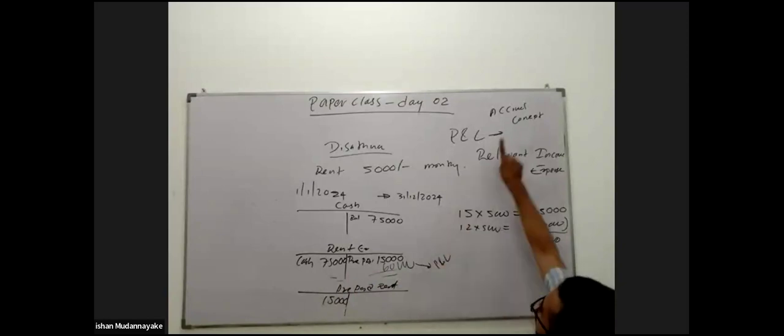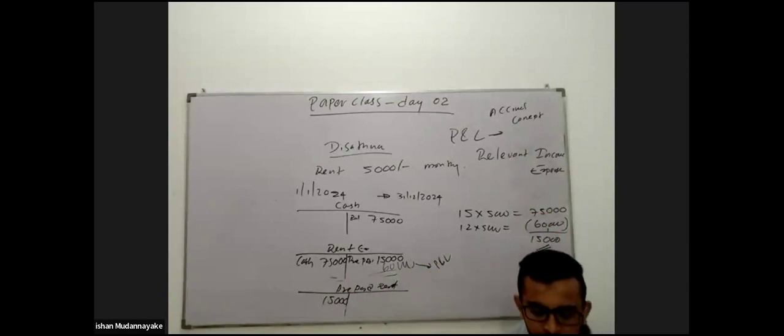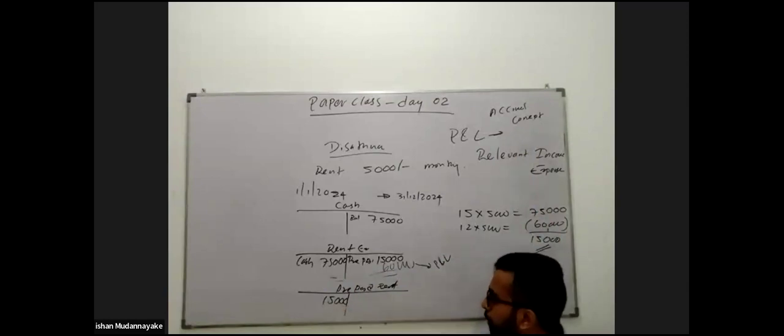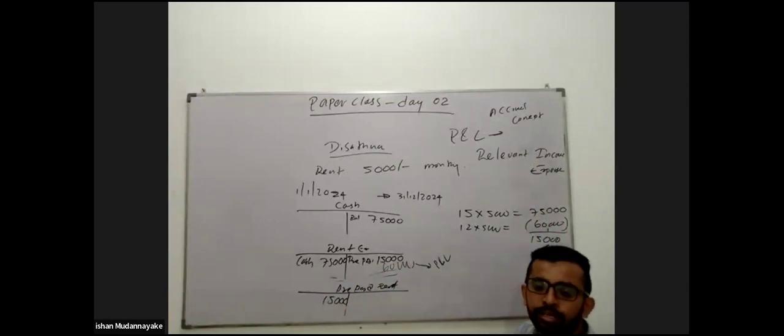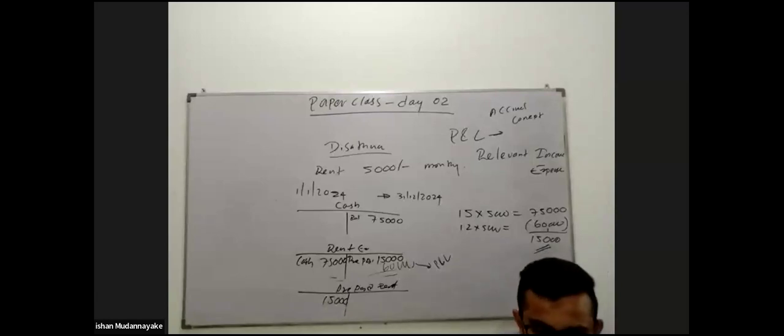according to the accrual concept. In the profit and loss statement, you need to record 60,000 under administration expense, rent expense 60,000. Then this 15,000 prepaid rent, you need to record under current assets.